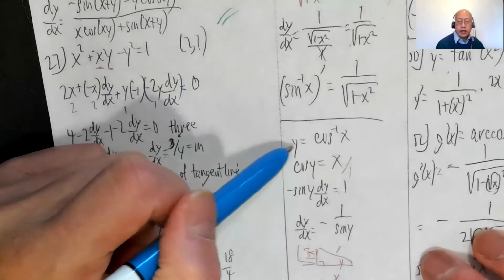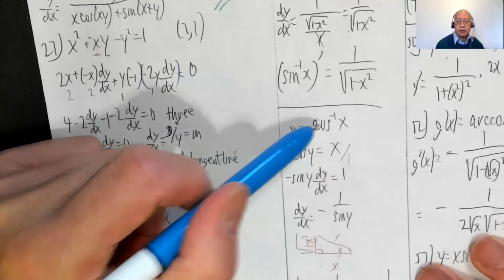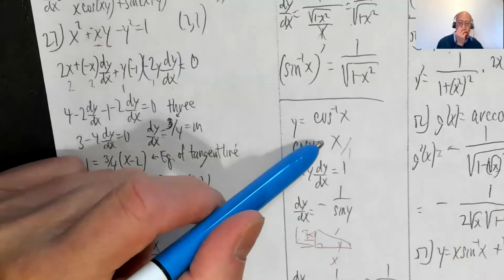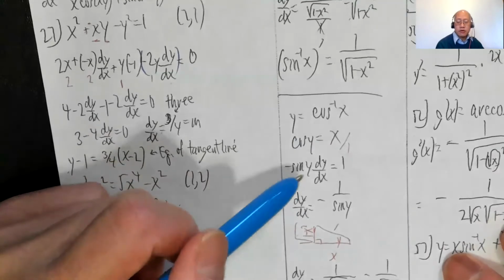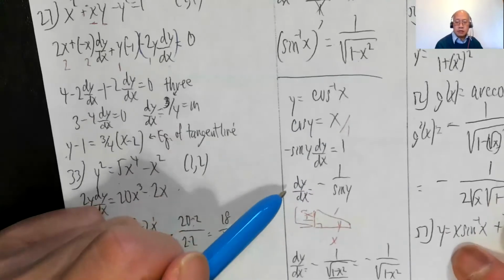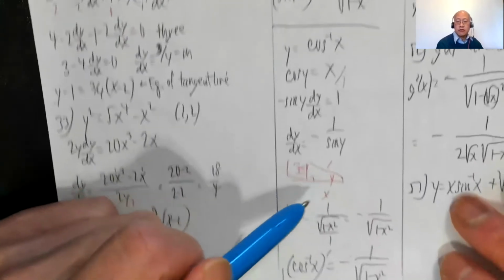Inverse cosine. Y equals inverse cosine of x. Take the cosine of both sides. Cosine y is x over 1. Differentiate implicitly. Derivative of cosine y is negative sine y dy dx equals 1. dy dx is negative 1 over sine y.